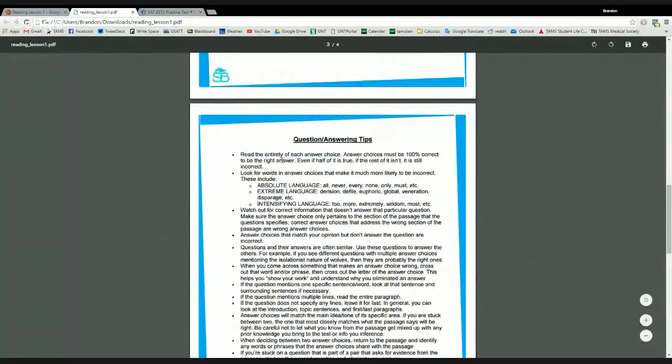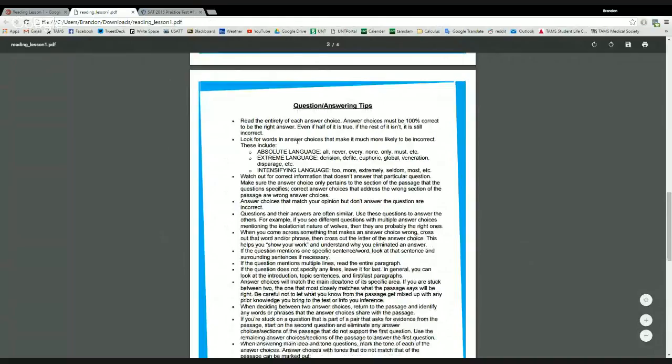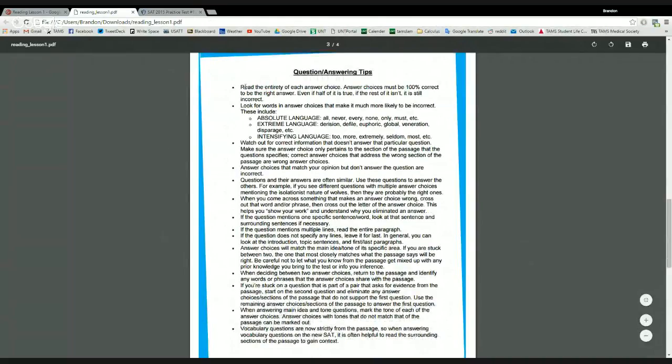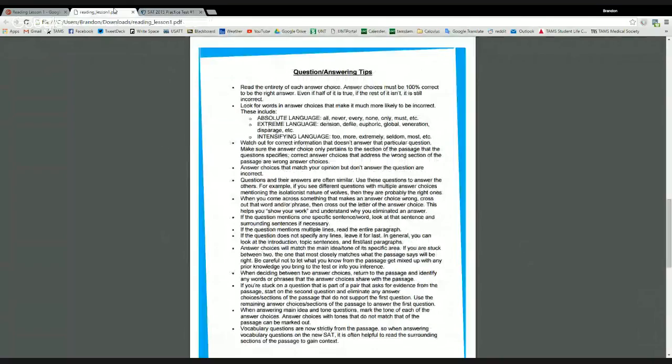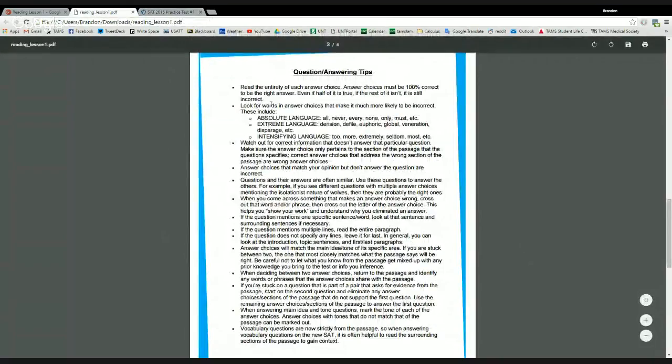Here we go. Question and answering tips. So when you get to a passage, you want to read the entirety of each answer choice. Answer choices must be 100% correct to be the right answer. Even if it's half true, if the rest isn't, it is still incorrect. So like I said, if one word is incorrect in the answer choice, then the whole answer choice is incorrect.